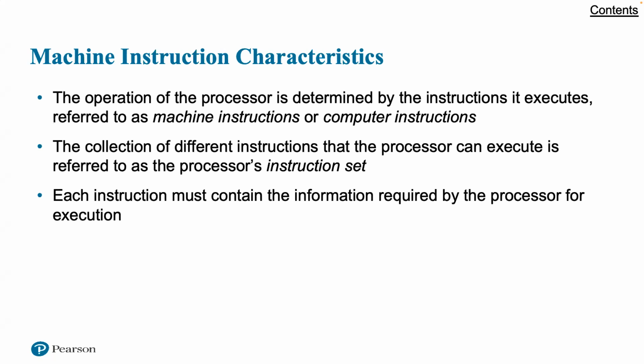So for machine instruction characteristics, the operation of the processor is determined by the instructions it executes, referred to as machine instructions or computer instructions. So this is where we're having to think about how a CPU does things, rather than how we would view them. And so we're getting a lot closer to that perspective. The collection of different instructions that the processor can execute is referred to as a processor instruction set. And so do we want to have a lot of instructions?